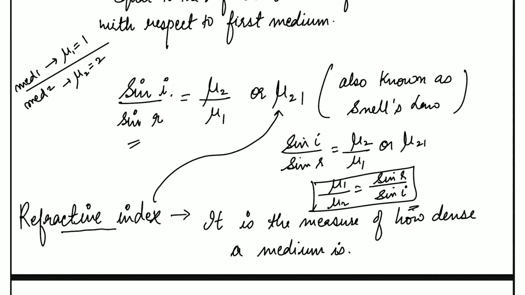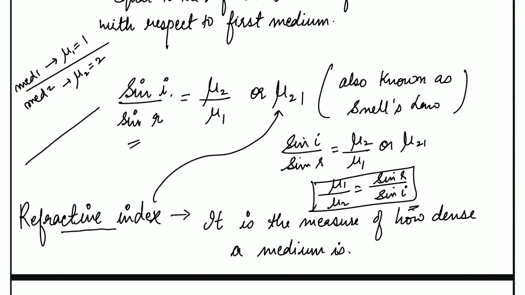The medium which has the larger value of refractive index will be the optically denser medium. So with the help of refractive index, you can tell which medium is optically denser and which medium is optically rarer. If the value of refractive index is more for a particular medium, then that medium is more dense. So here, medium 2 is denser than medium 1.